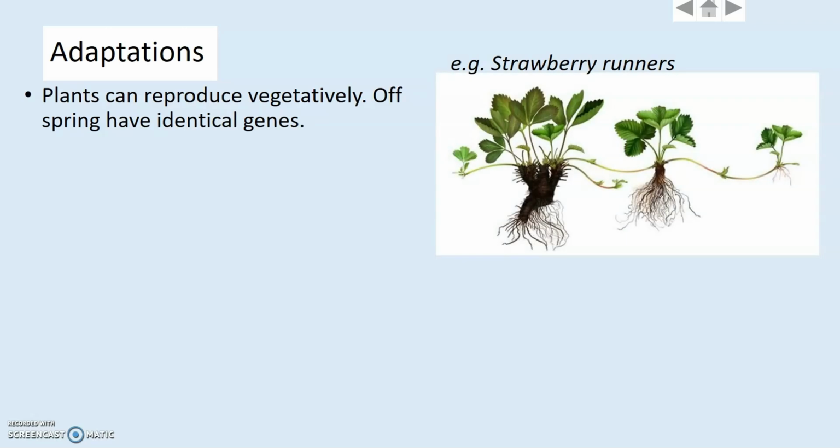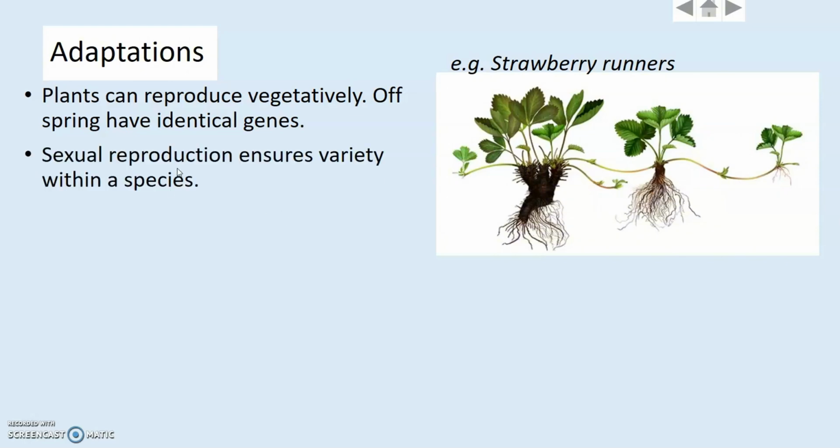Adaptations. Well, plants can reproduce vegetatively, like this strawberry sending out little runners, making new daughter plants. And once they're established, the runner breaks and they are now separate. Well, the thing is, their offspring have identical genes. But if there's a change in the environment that they are not suited to, then they all die.